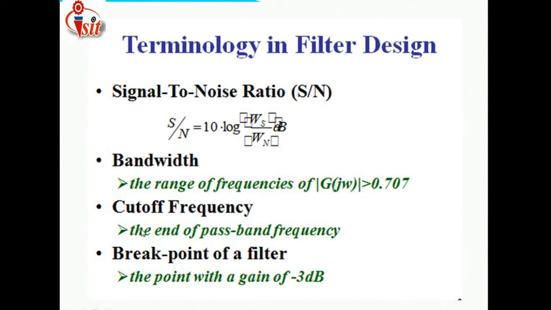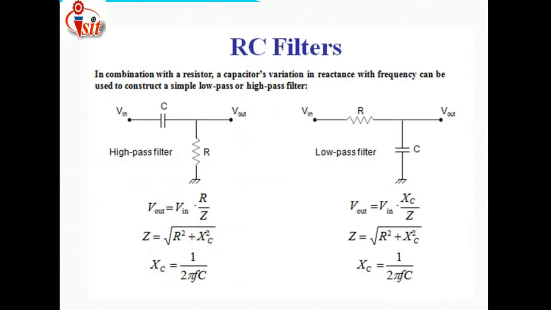Then the cutoff frequency. The end of the passband is the cutoff frequency, and it is the highest frequency. Then the breakpoint of the filter. The breakpoint of the gain of the filter is minus 3 dB overall in every circuit.